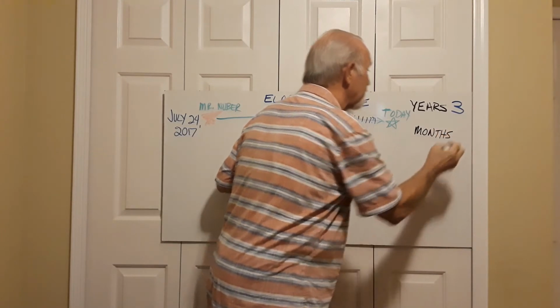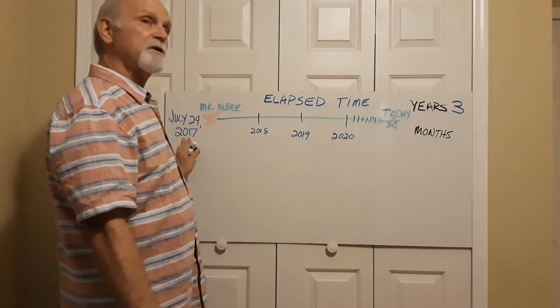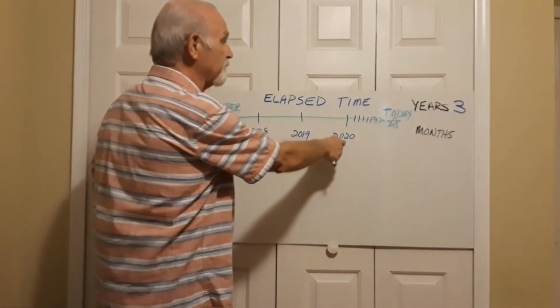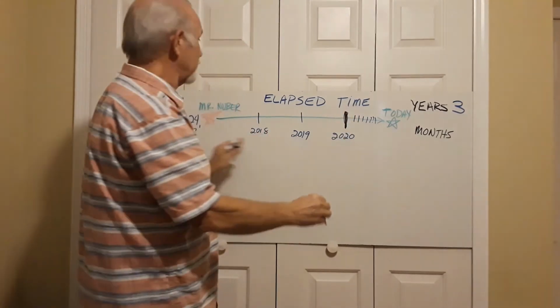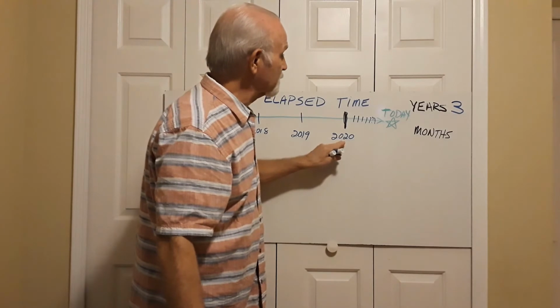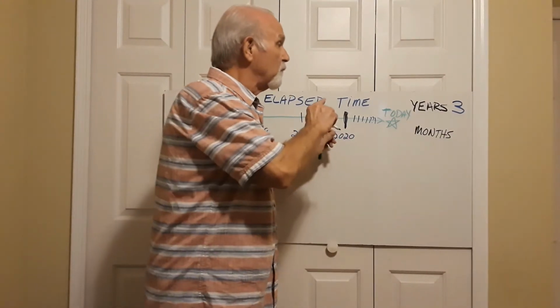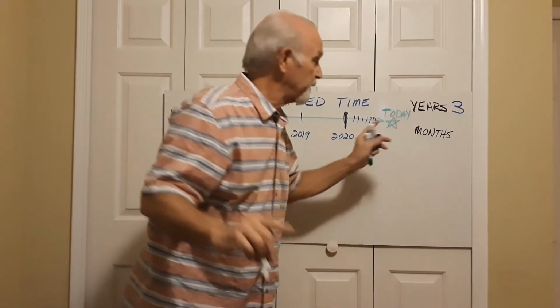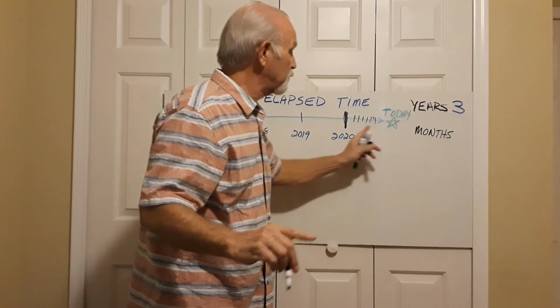So how many months is it from July 24th, 2017? No, we already figured it out to here. We're over here now. We're at July 24th, 2020. So how many months is it from July 24th to today? Well, we can't go past today and take some days off, so we can only go up to today.